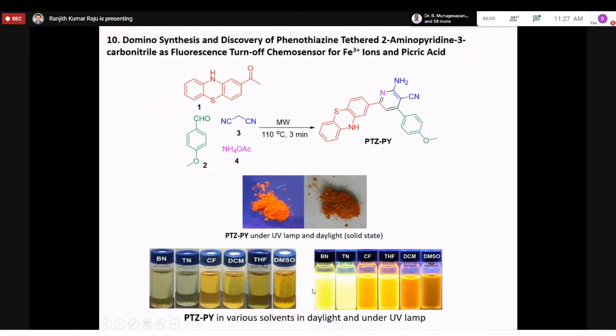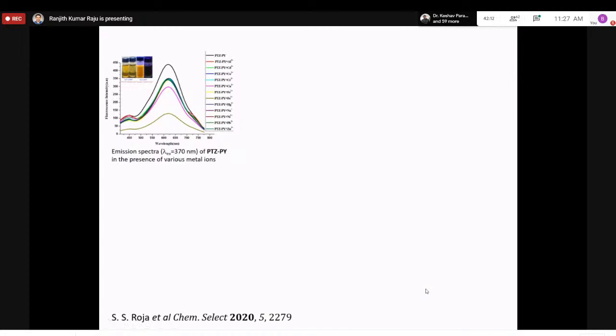So it depended on the polarity of the solvent. So the color changed depending on the polarity. But finally we chose DMSO because it was very fluorescent, and we thought that it would be helpful to study the metal interaction and also the picric acid studies.